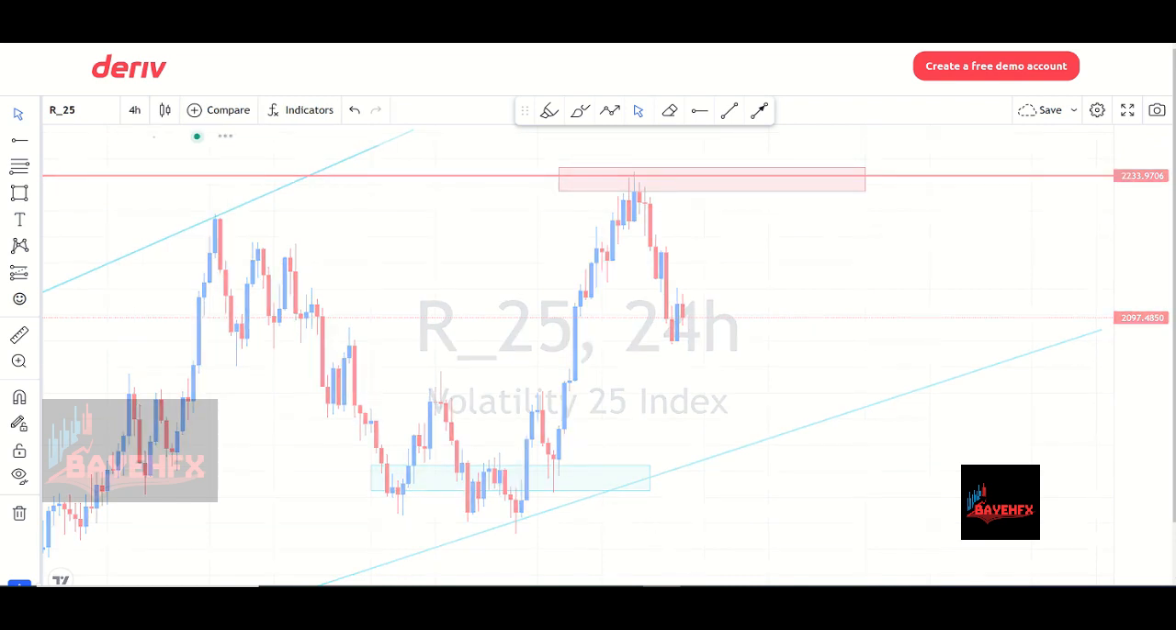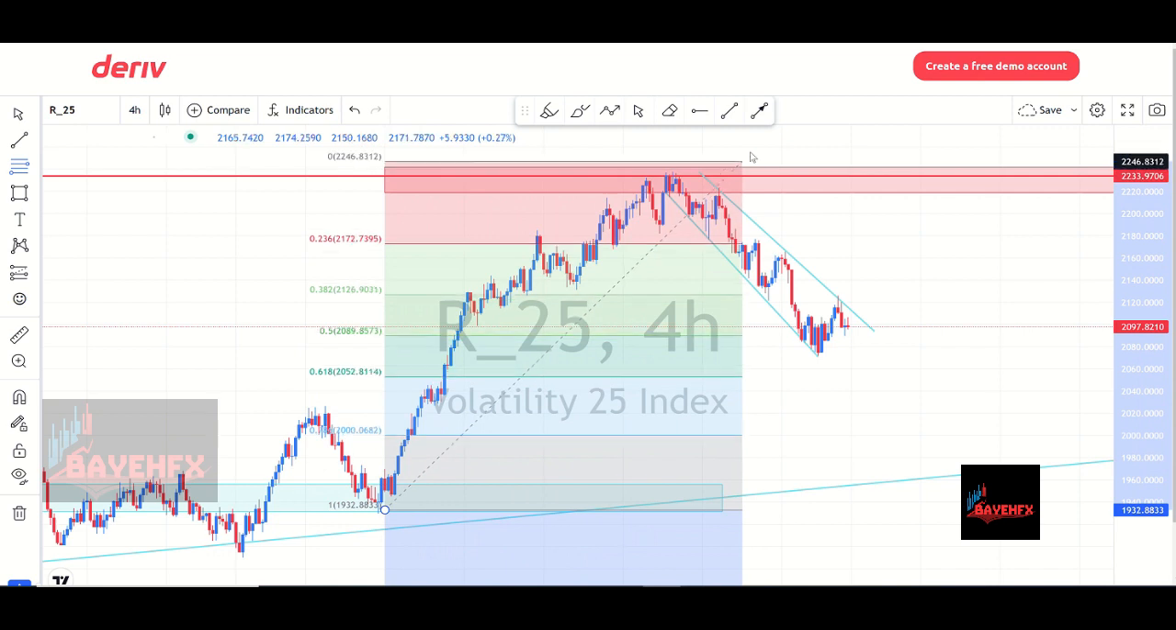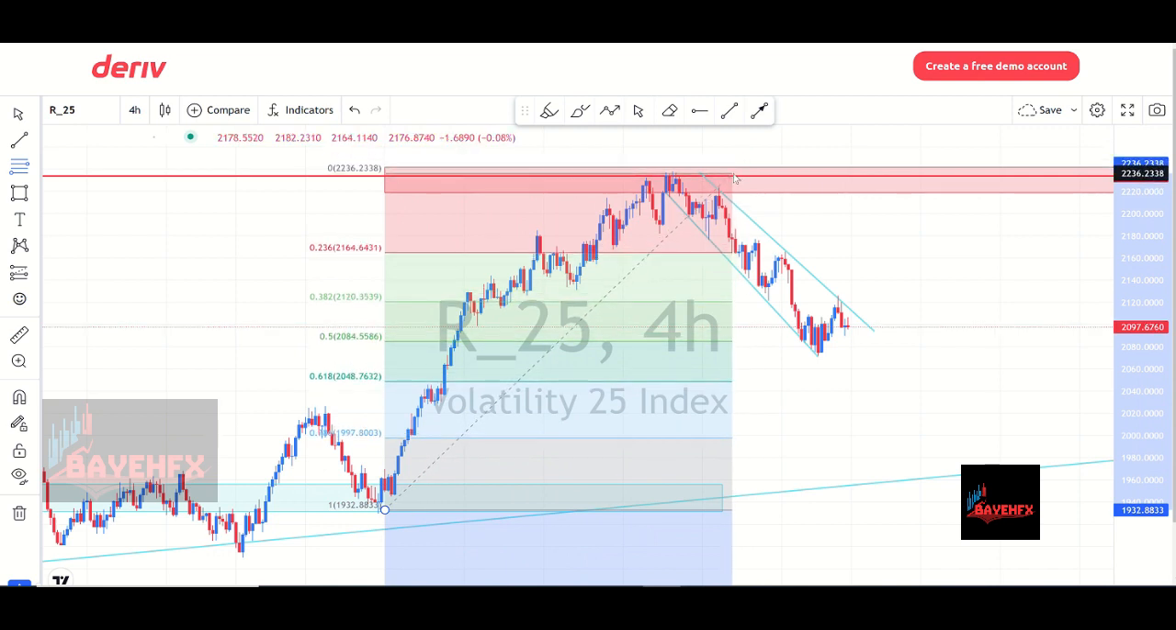Let's go down to the smaller time frame. This is VIX25 on the 4 hours time frame. You know, this was a nice trend. We rose from this particular zone here and had a nice breakout here. And you know, we predicted the premium discount zone on this particular zone, the equilibrium. It's around this particular zone where you see the market is retracing.